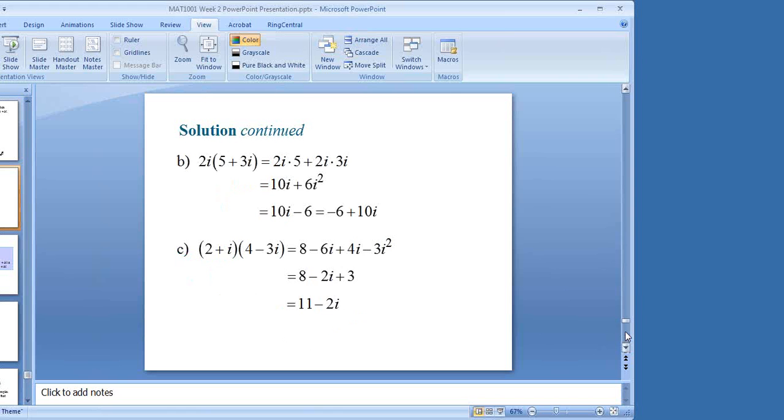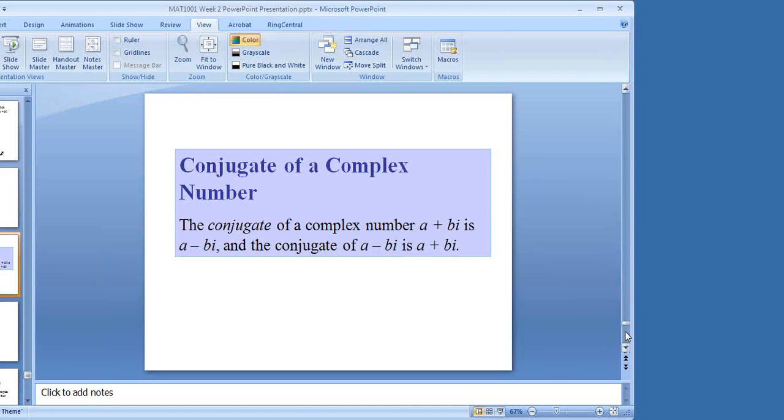Just remember that you're not finished with these problems if you have an i squared in your answer. Remember, i squared is negative 1, so you need to take care of that. C is actually something we'll deal with next week, so don't worry about that. You won't see that one.